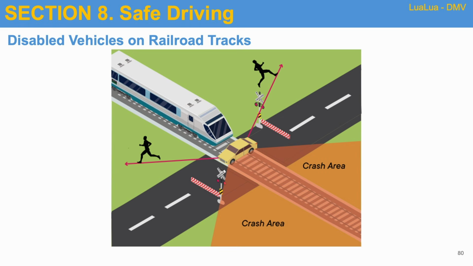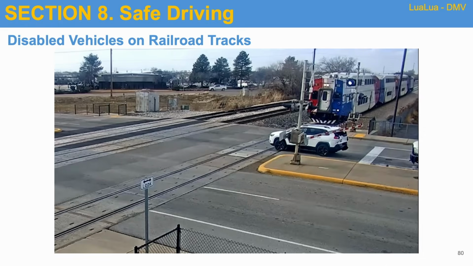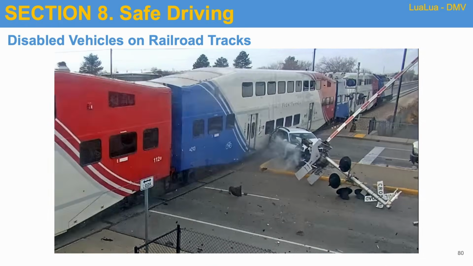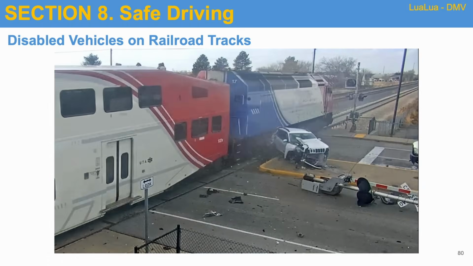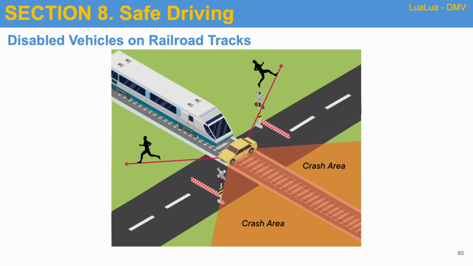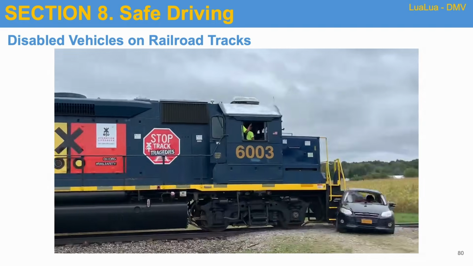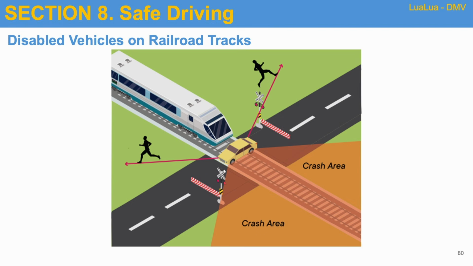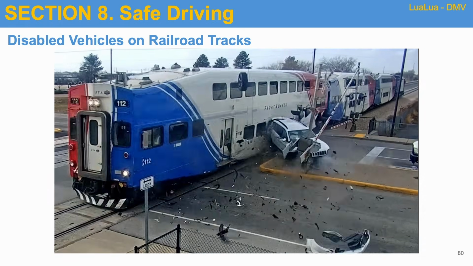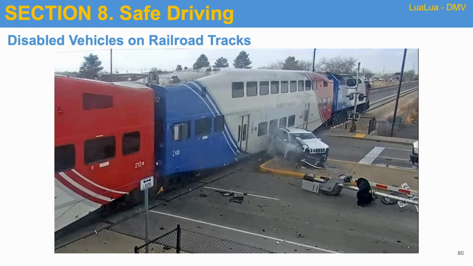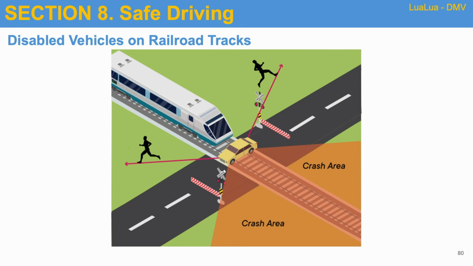Disabled vehicles on railroad tracks. If your vehicle stalls or stops while blocking part of a train track with the train approaching and warning lights flashing, immediately exit your vehicle. Run away from the tracks diagonally in the direction the train is coming from. Then call 911. If you do not see a train approaching and the warning lights are not flashing, exit your vehicle. Dial the number located on the railroad crossing posts or the metal control box near the tracks. Provide the crossing number, if posted. Tell them a vehicle is on the tracks. Then call 911.